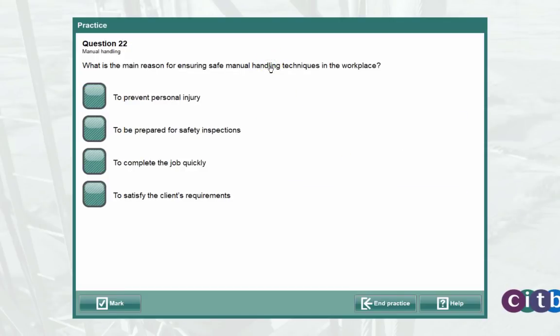What is the main reason for ensuring safe manual handling techniques in the workplace? To prevent personal injury. To be prepared for safety inspections. To complete the job quickly. To satisfy the client's requirements.